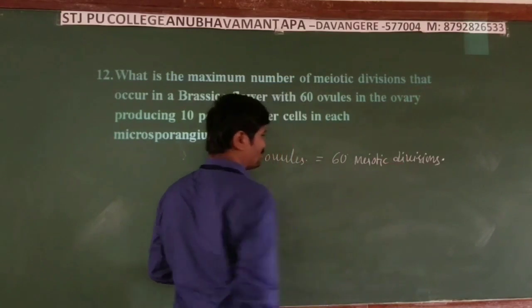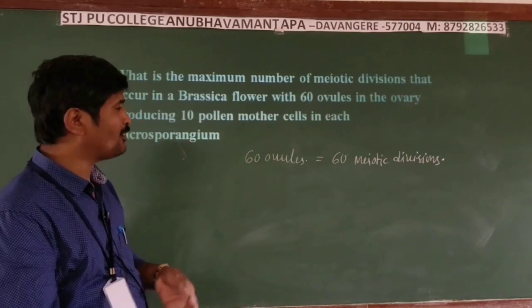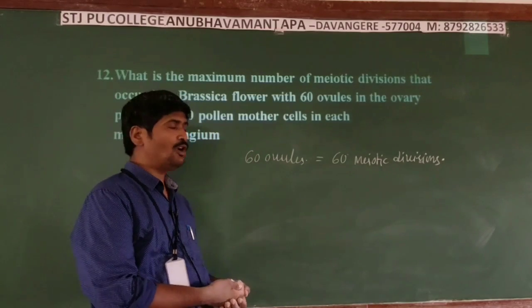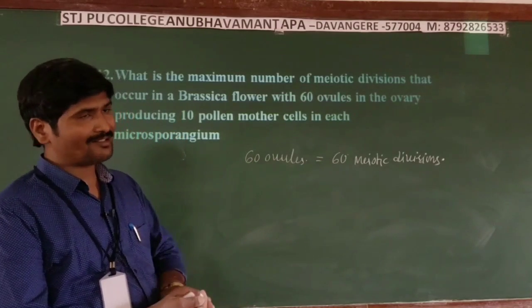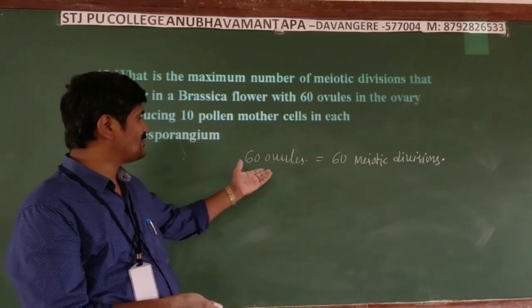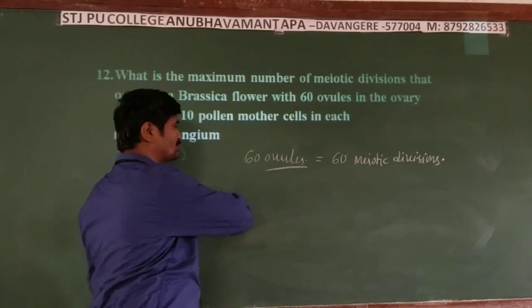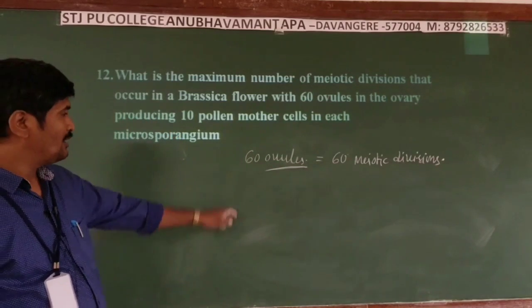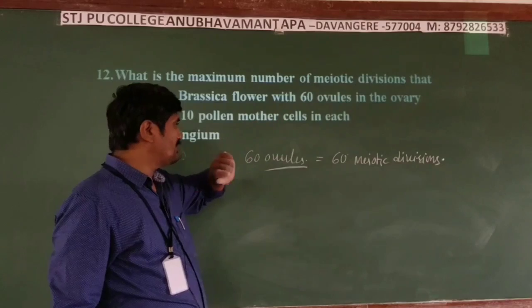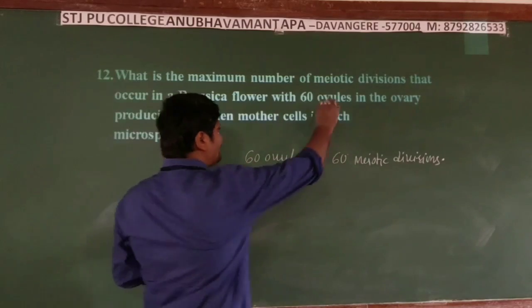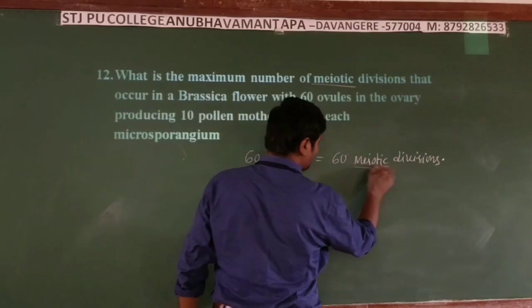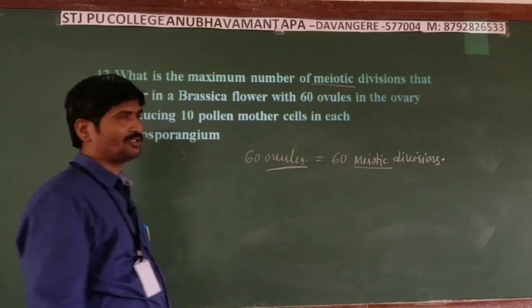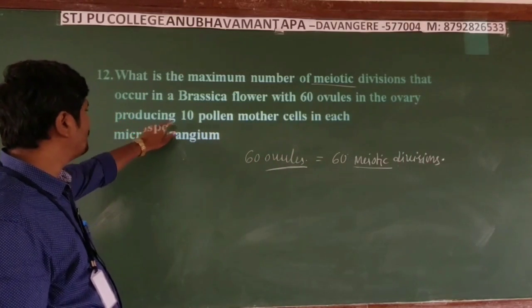Meiotic divisions take place because each embryo sac develops from one functional megaspore. One functional megaspore develops from one megaspore mother cell. One megaspore mother cell develops from a single ovule. That's why here 60 ovules. In the 60 ovules, how many meiotic divisions take place? 60 meiotic divisions. See next one.